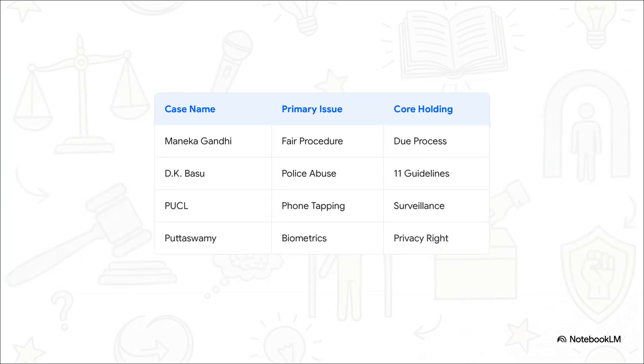Okay, make sure you get this cheat sheet down in your notes because it will organize your essay frameworks perfectly. Procedural fairness, boom, Maneka Gandhi. Police powers, D.K. Basu. Surveillance and data, you're using PUCL and Puttaswamy. If you tie these cases back to the ICCPR articles we just covered, you are setting yourself up for top marks.